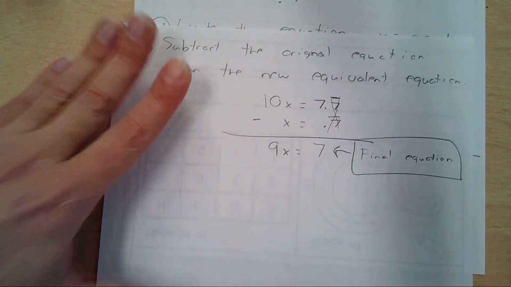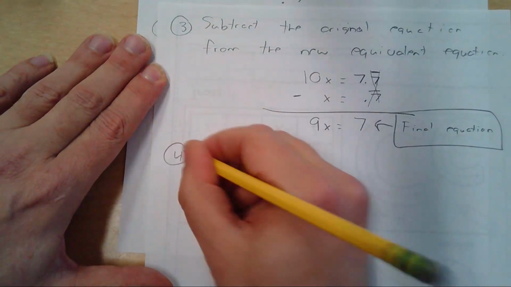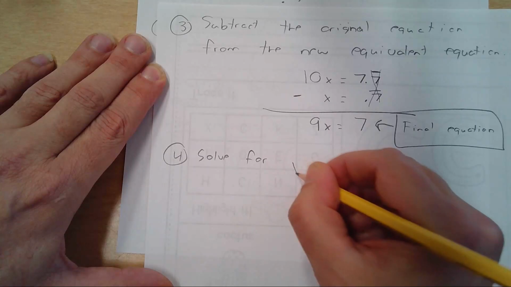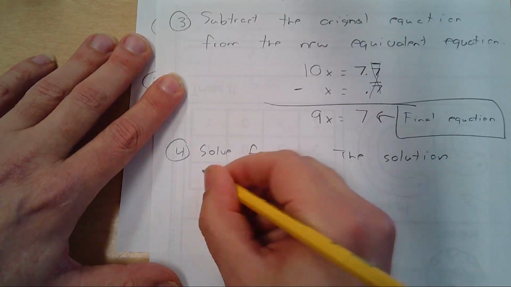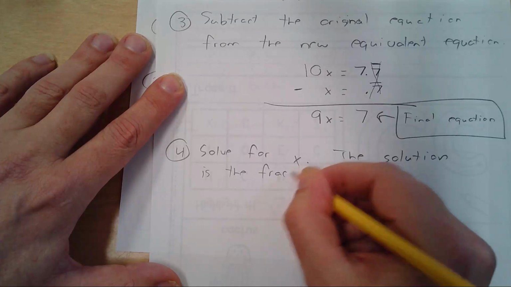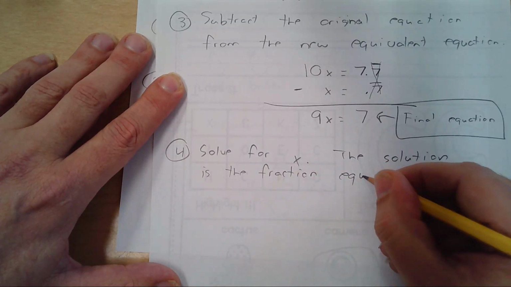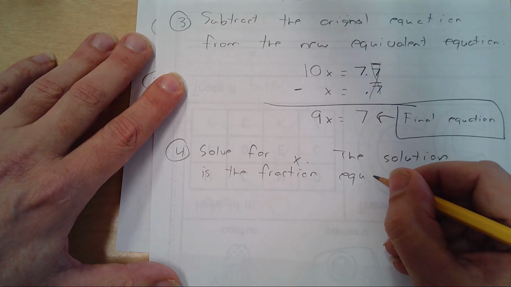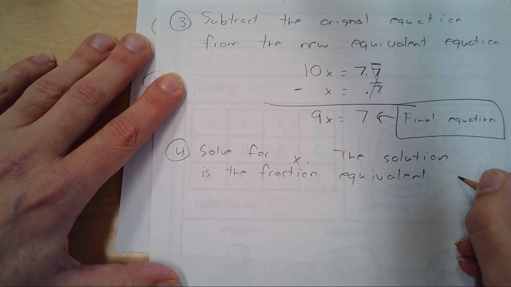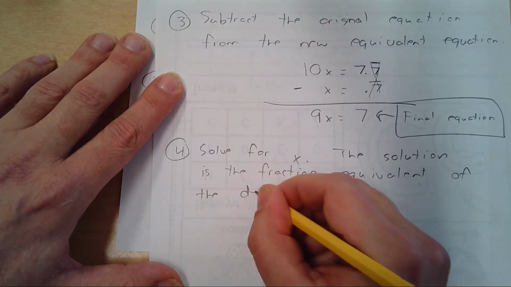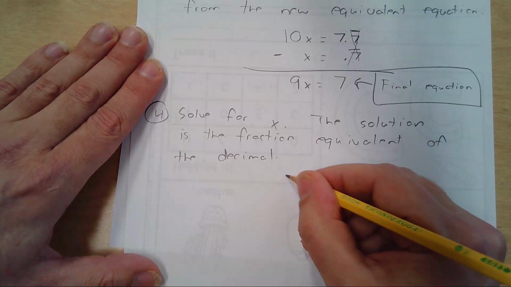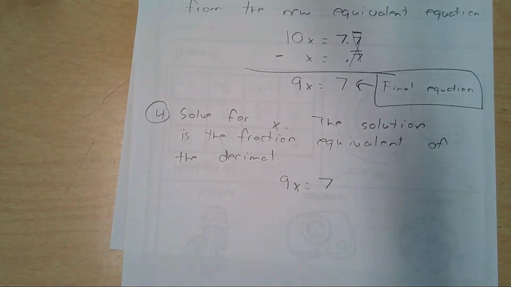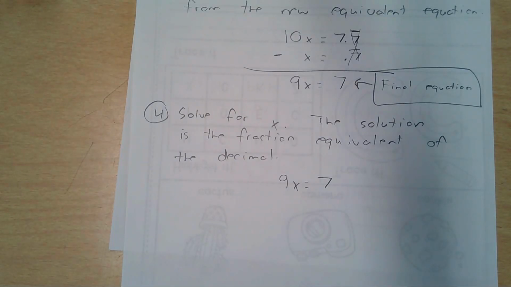After I've subtracted the two, finally, to finish it, solve for x. The solution is the fraction equivalent of the decimal. So just write our equation down one more time where we were. There it was, where we finished up. So how would I finish this equation? What do I need to do?